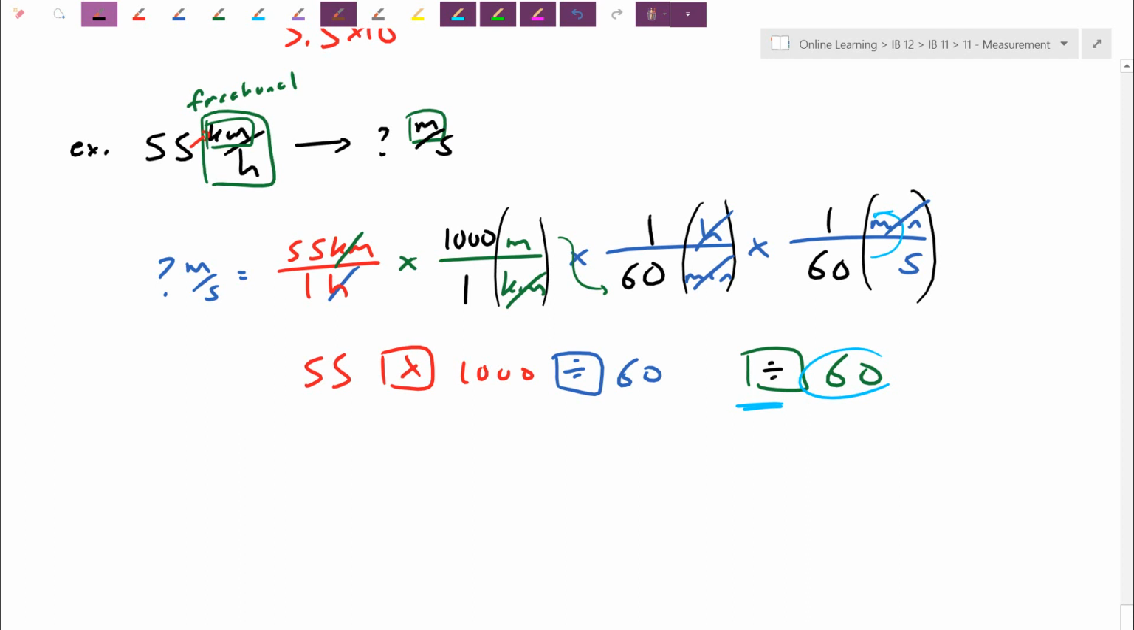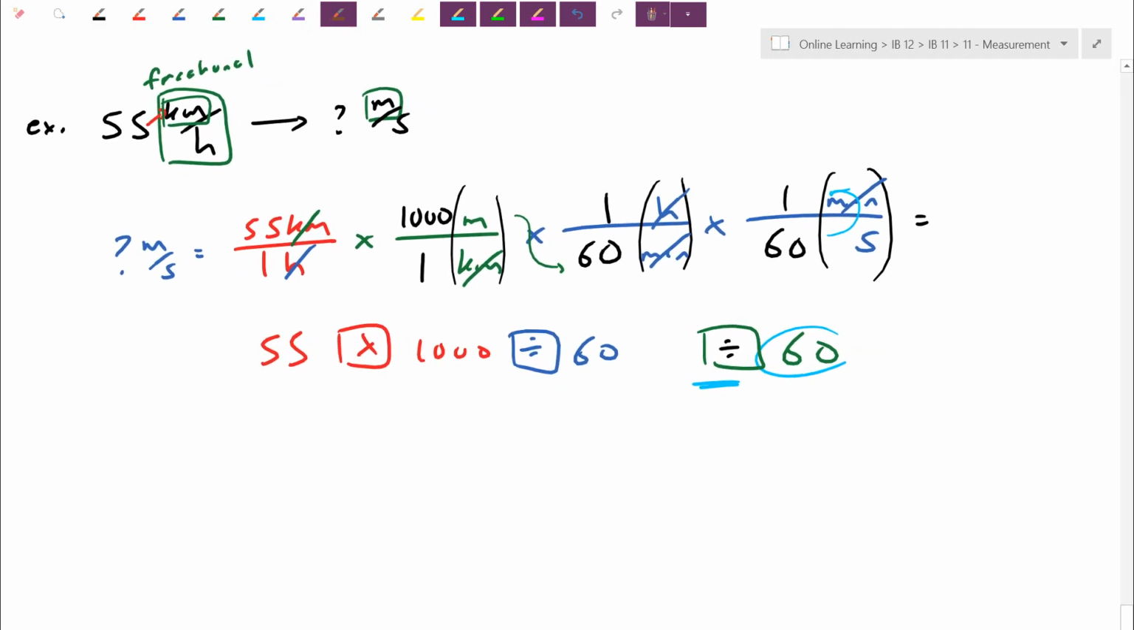After you crunch that through, we get 55 divided by all these fractions. The calculator does it exactly, so I'm just going to round it here. It's roughly 15 meters per second. All the other units cancel out except meters on top and seconds on the bottom, exactly what you want.